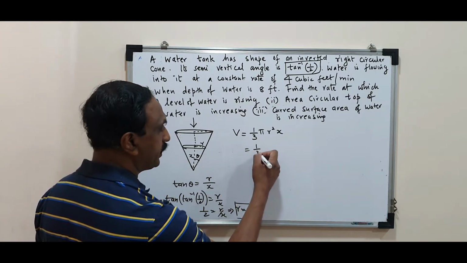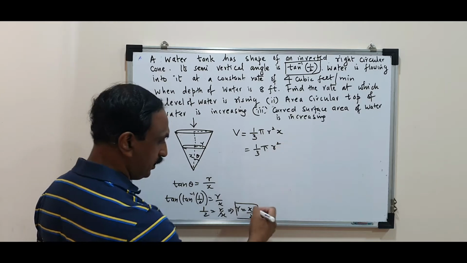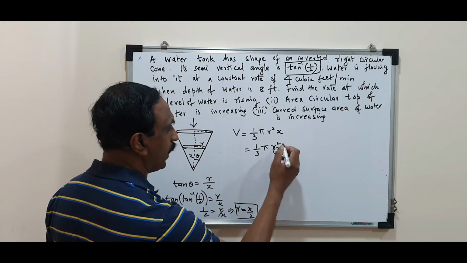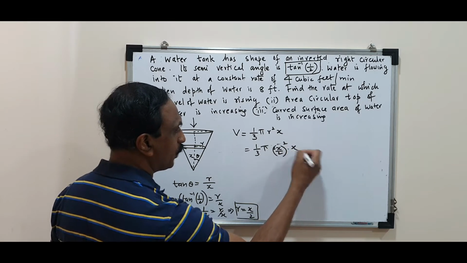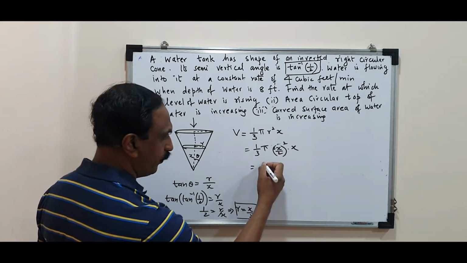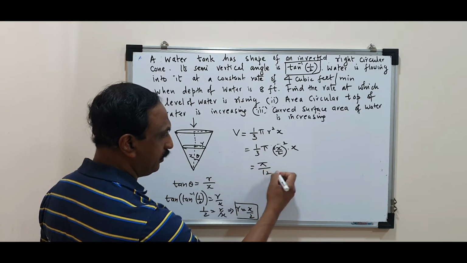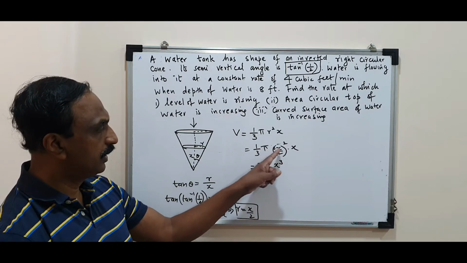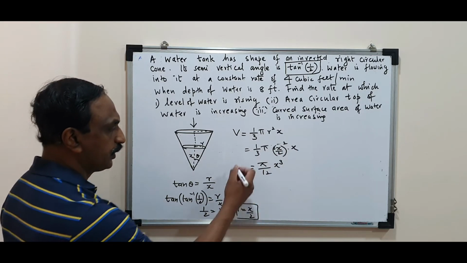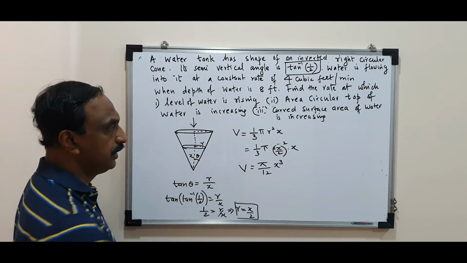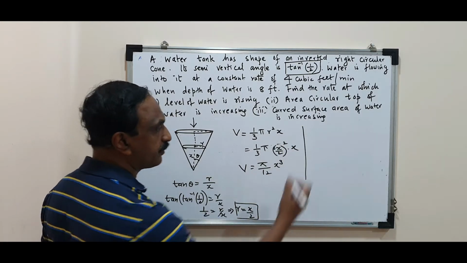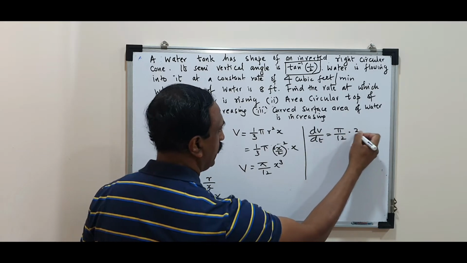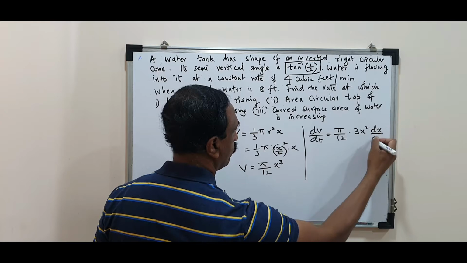So I have 1 by 3 pi r square. Instead of r, I'm going to write x by 2, so x by 2 the whole square, into x. So I'll get 4 pi divided by 12 x cube. 4 into 3 is 12. X square into x gives you x cube. So this is a relationship between the volume and the height. Now I'll differentiate to get the rate of change. So dV by dt is pi by 12 into 3x square into dx by dt.